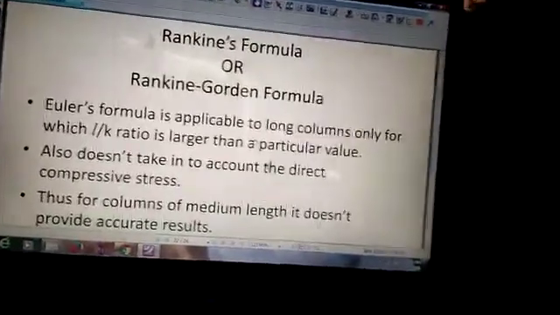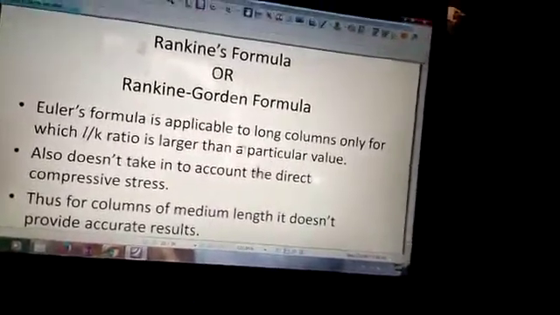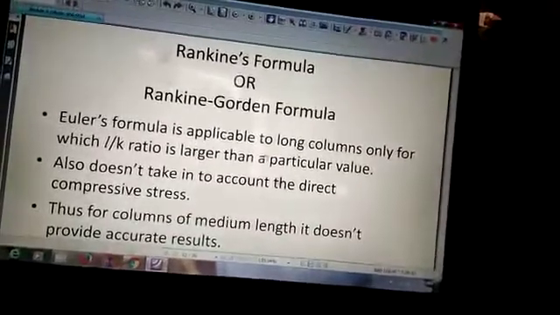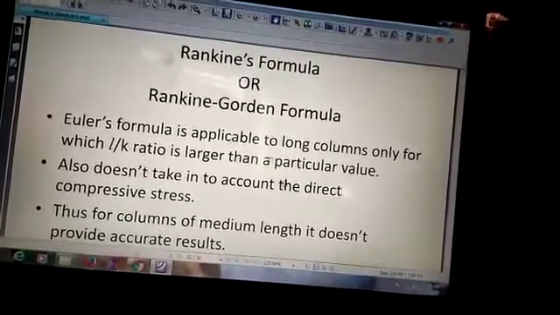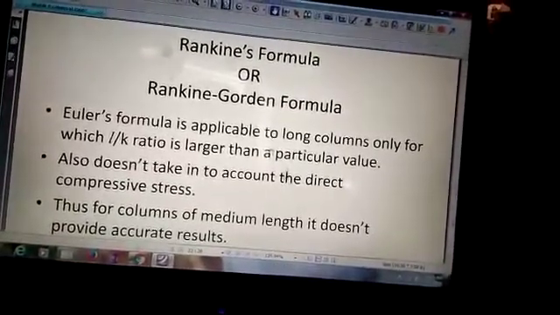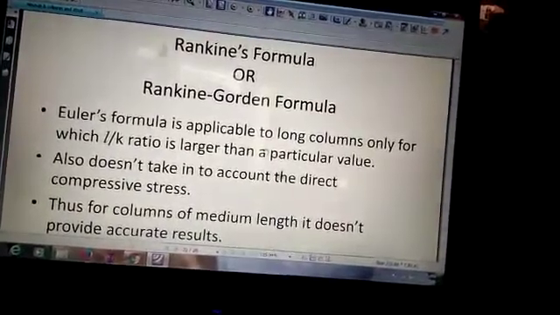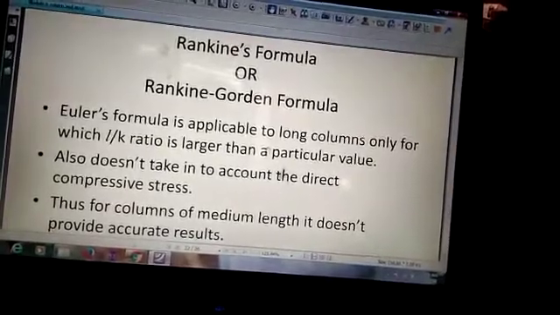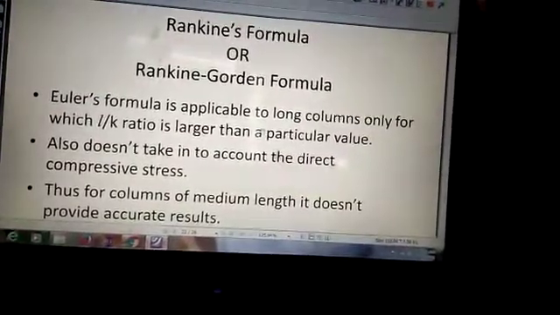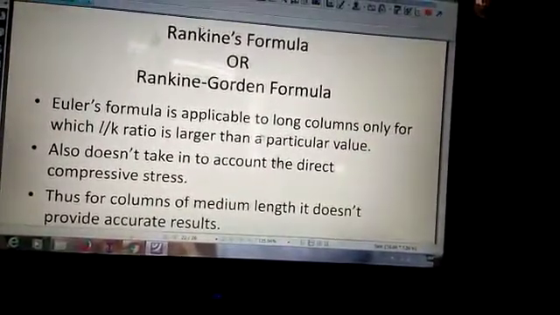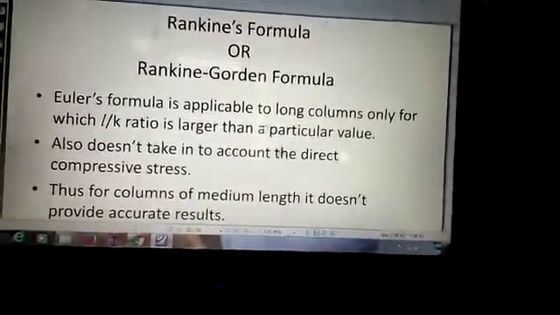Now let us start the column, Rankine's formula or Rankine-Gordon formula. As we have studied in the previous lecture, Euler's theory is derived on the basis of some assumptions. It assumed that the column failure is due to the bending stress. It has not considered the compressive stresses in it. So due to that assumption, there is need of deriving this Rankine's or Gordon formula.